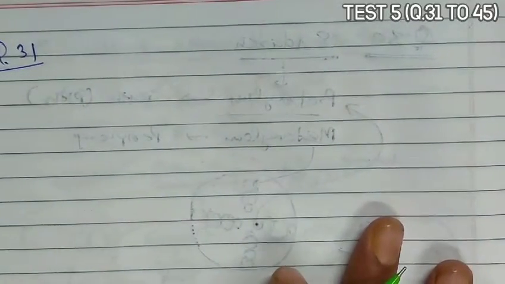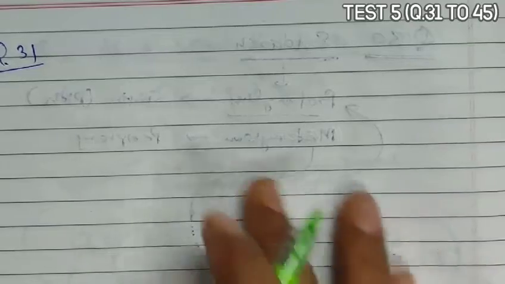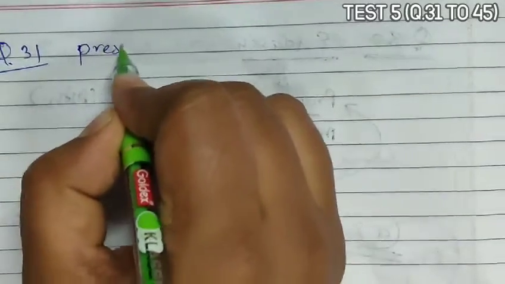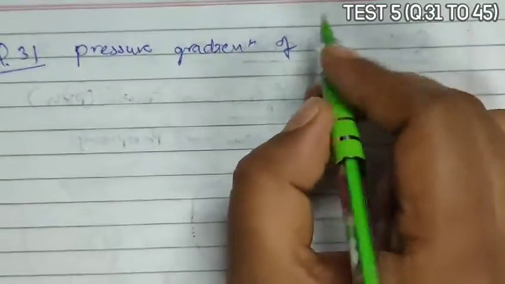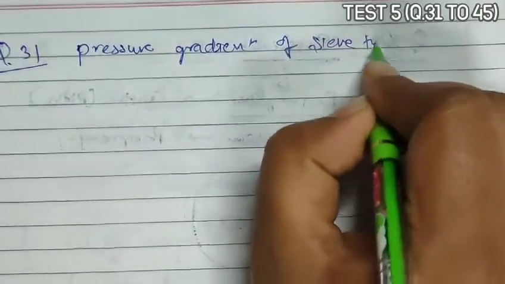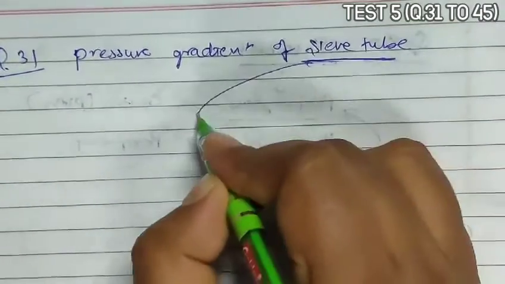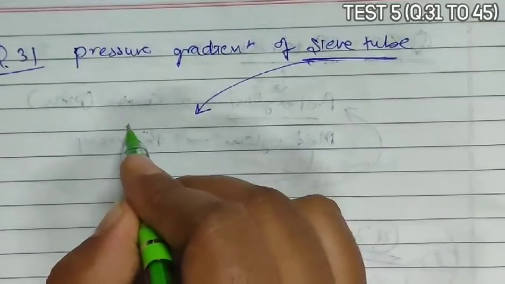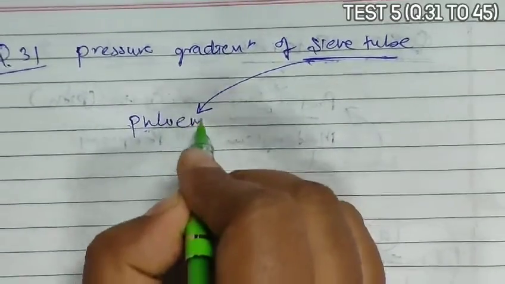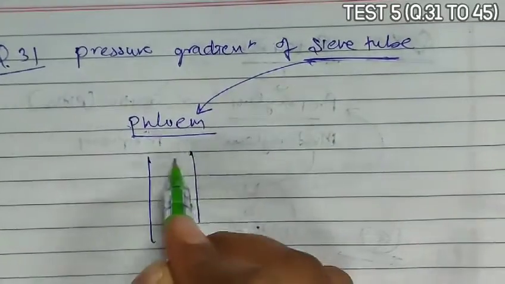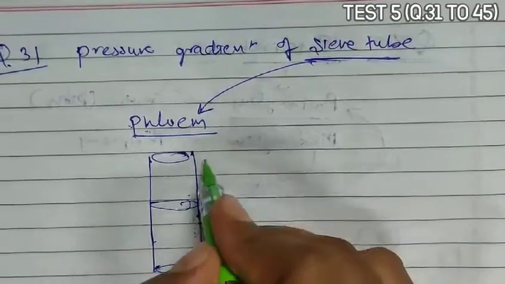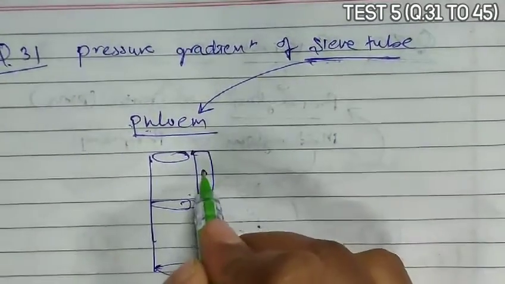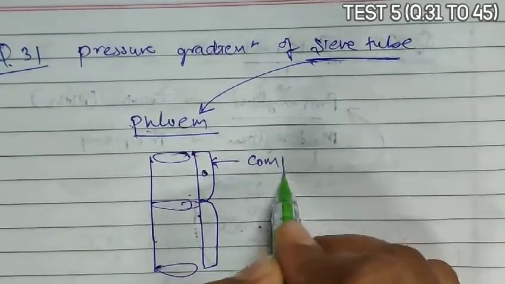Question 31 asks, which of the following cells help in maintaining the pressure gradient of sieve tube? Now you know that sieve tube is one component of a phloem. Along with sieve tube, one type of cells which are associated with them are known as companion cells.